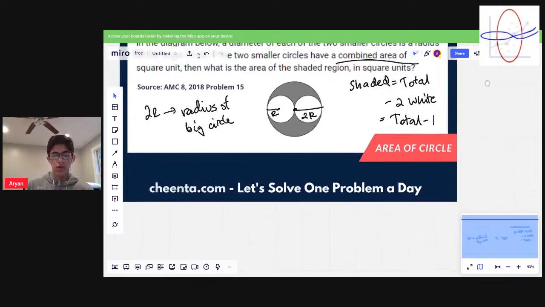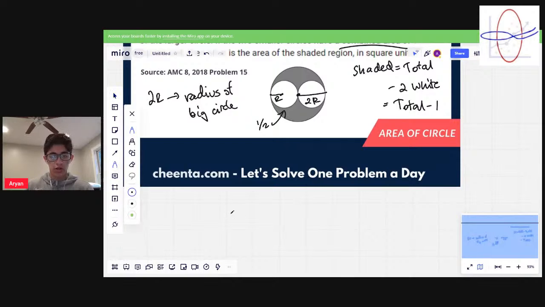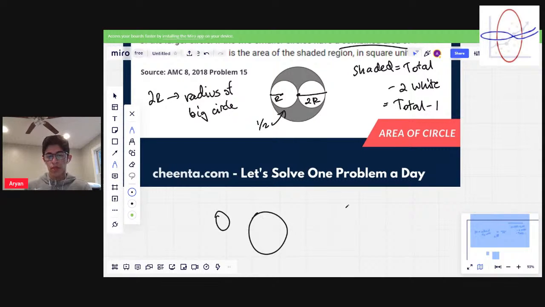And now what we know is that each of the small circles has an area of half, because they have a combined area of 1, and the 2 circles are congruent. So we basically have 2 circles, and one of them has a radius twice as large as the other. So I have something like this, and I have something like this. And from similar figures, we know that any 2 similar figures, say triangles or squares or circles, all circles are similar to one another.